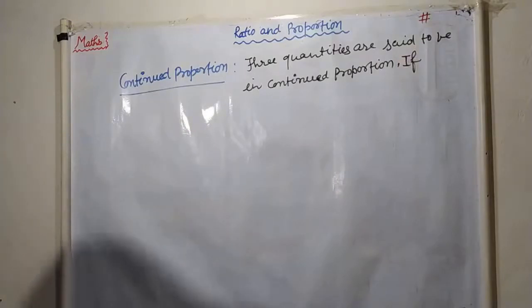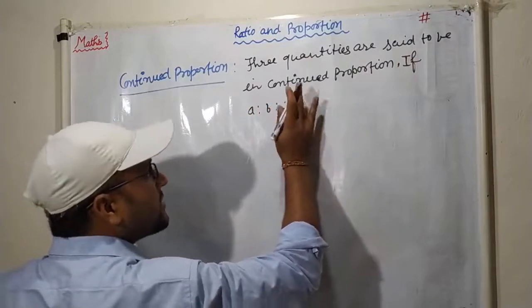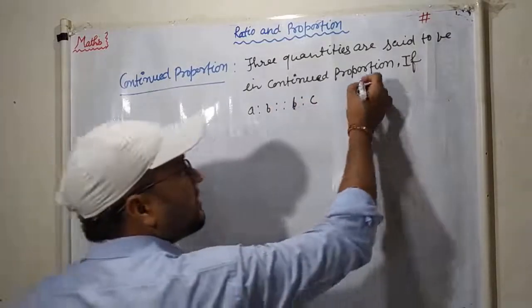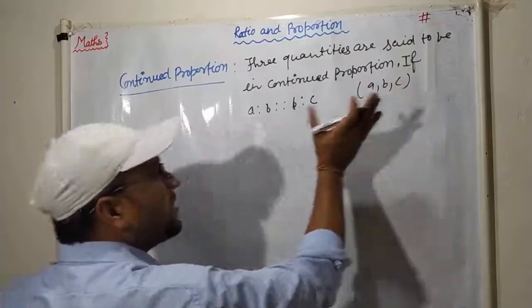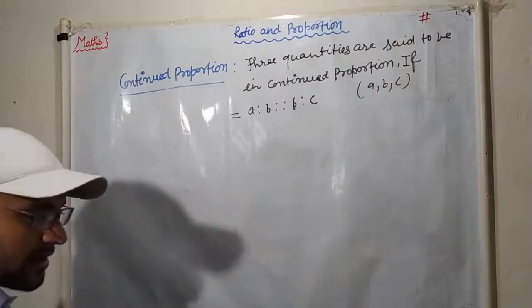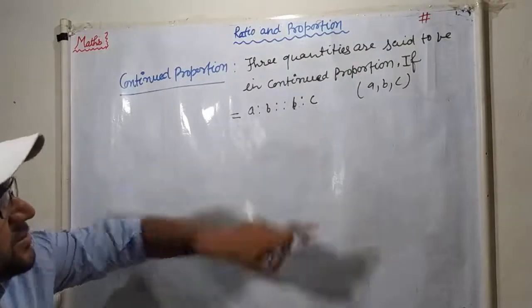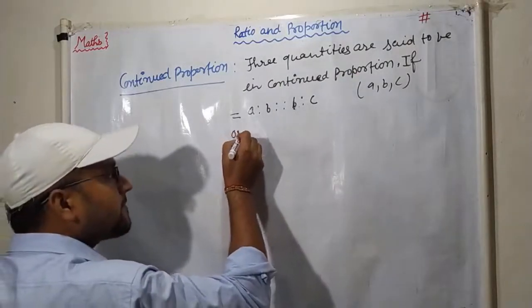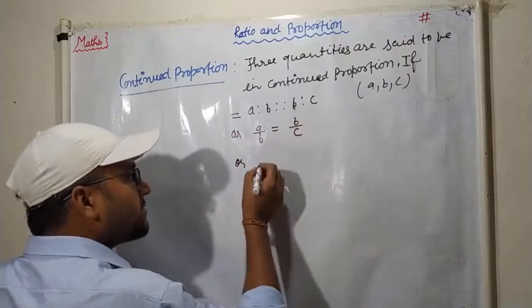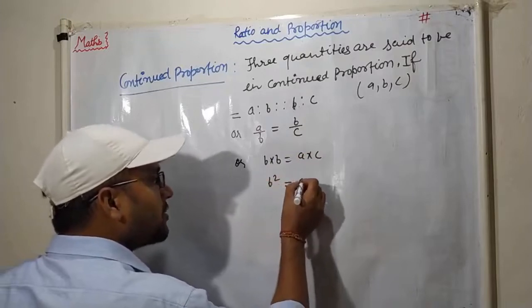Three quantities are said to be in continued proportion if A is to B as B is to C. Here I have taken three quantities A, B, C. A, B and C are said to be in continued proportion if A is to B as B is to C. Students, A upon B is equal to B upon C. Cross multiply: B into B is equal to A into C, so B square is equal to A into C.